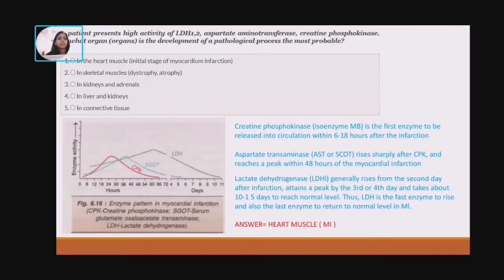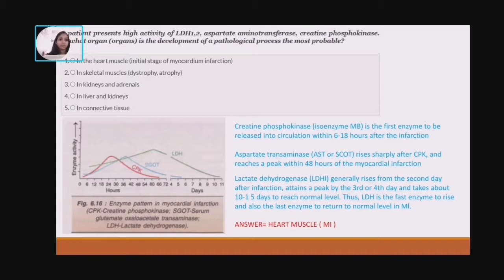Okay, the next question: the patient suffers from high activity of LDH1, 2, aspartate aminotransferase and creatine phosphokinase. All these are enzymes. They are asking, if these enzymes are increased in the body, which organ is affected. First of all, keep in mind enzymes is a very important topic because you can get many similar questions.